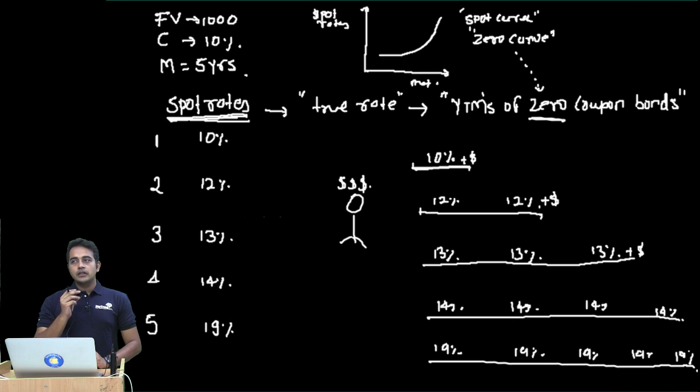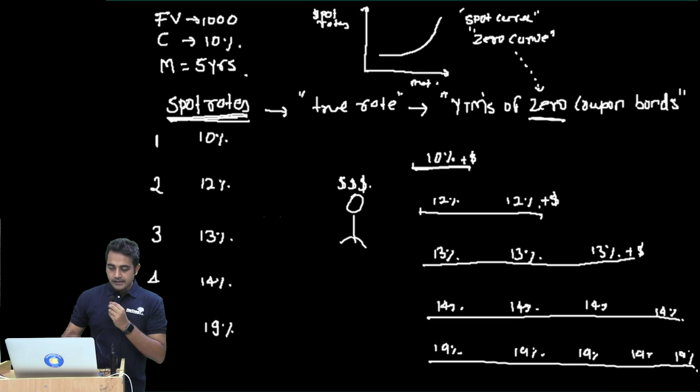So write down. Murtuza has asked a question. He's asking, what if it's a non-zero coupon bond? That means what if it's a regular coupon bond? Then in a regular coupon bond, what we assume is that on the cash flow that I receive in year 1, I'm going to earn 10%. But on the cash flow that I receive in year 2, I'm going to earn 12%. That's how the valuation works.